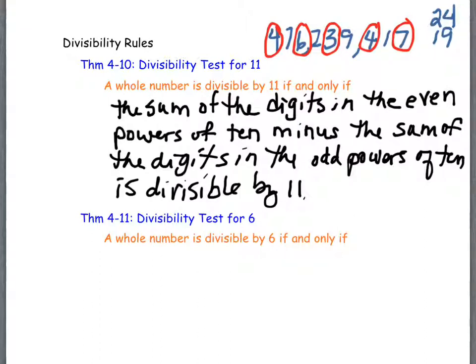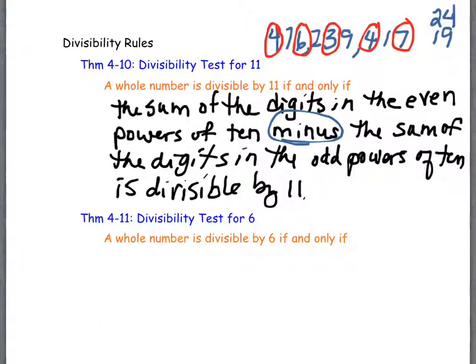So we just circle every other number. We add up the ones we circled and we add up the ones that we didn't. And we subtract those two sums. 24 and 19. Yeah, it doesn't make any difference. And we could say the sum, and it says here minus, we could say the difference between, then we don't have to worry about which ones we subtract from which.